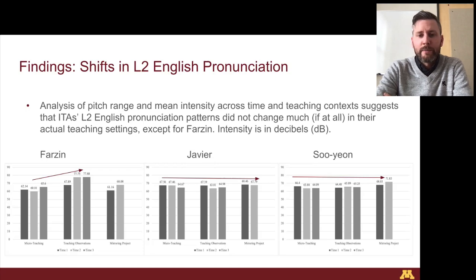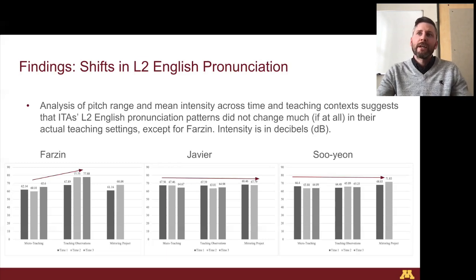For the other participants, we relatively see no change in both micro teaching demonstrations and teaching observations. So it could be that they began the semester already with adequate volume, adequate projected self-confidence as they were teaching. But the takeaway here, I think, is that we're not observing change over time for 2 of the 3 participants.